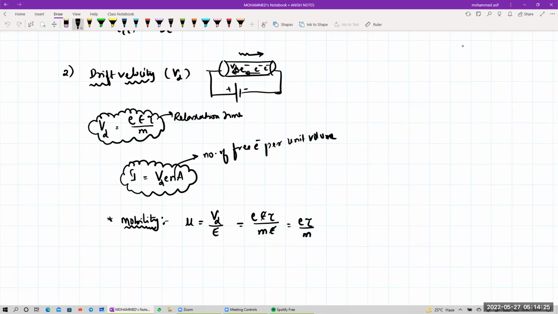Can you tell me what will be the unit of this one, beta? Velocity is measured in meter per second, and electric field is measured in... How do you measure the electric field? Electric field is equal to V by d, isn't it? V is measured in volt, distance is measured in meters. So volt per meter. Drift velocity, velocity is distance divided by time, that means it is meter per second. So what will be the unit? Meter per second divided by volt per meter.